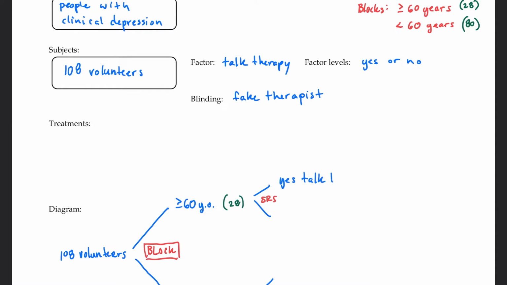yes talk therapy, no talk therapy. And then same thing here, yes talk therapy, no talk therapy. Okay, and then we can say here that we probably would split this up as 14 and 14 randomly, here 40 and 40.